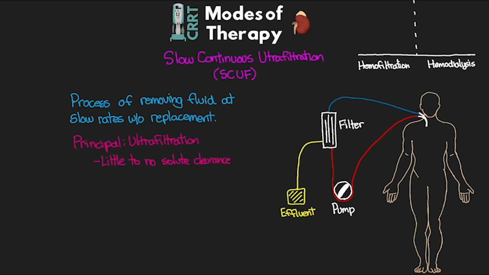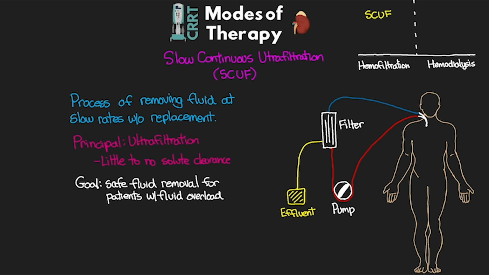And so let's go ahead and place this one on our chart here under the hemofiltration. And the main goal of SCUF is going to be the safe removal of fluid from the patient who has fluid overload. Now, when we talk about the setup of our CRRT circuit, we're not going to be using any dialysate nor replacement fluid. So essentially, the circuit that I have shown here as an example is exactly what we're going to have. We're just going to pull blood from the patient, and we're going to pull a small amount of fluid off as effluent.